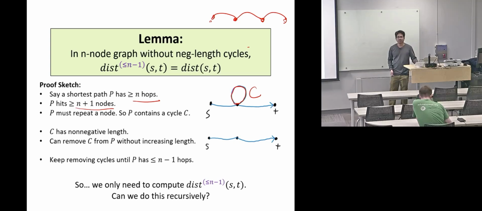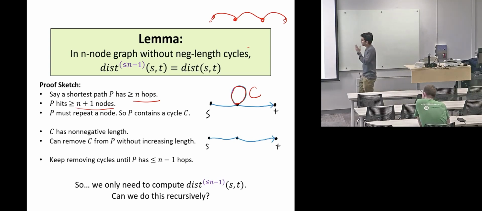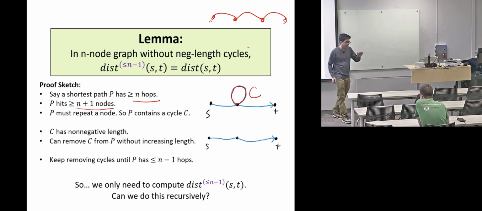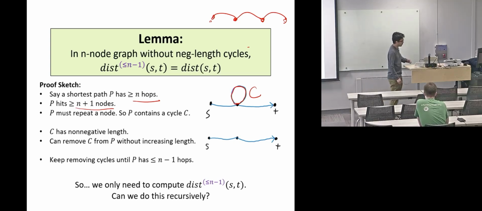Make sense? Yeah. All right. So now we know that, suppose that there is no negative length cycle, then your goal is just to compute this one, the distance from S to T, when we just focus on at most n-1 hops.